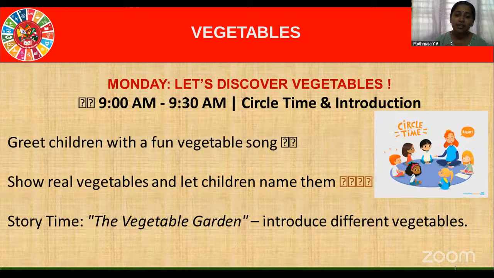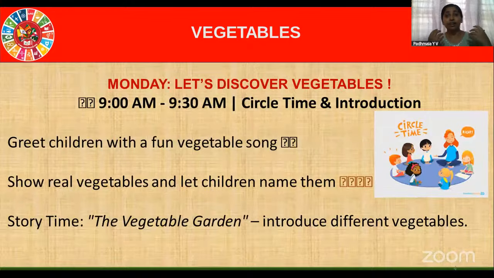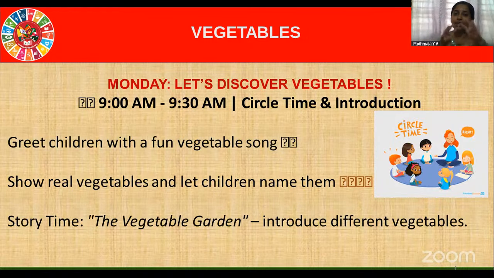Story time. Here, vegetable garden: introduce a variety of vegetables and narrate a story about how the vegetables grow in the garden, how vegetables look beautiful and colorful in the garden. With this, story narration also can be done in circle time.